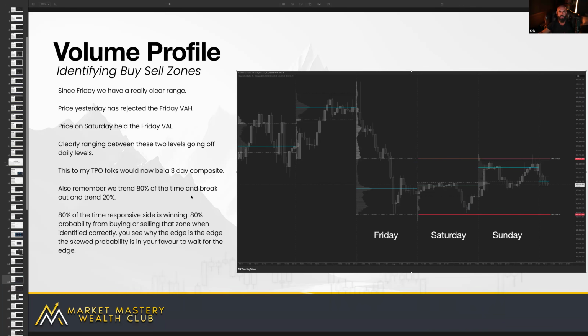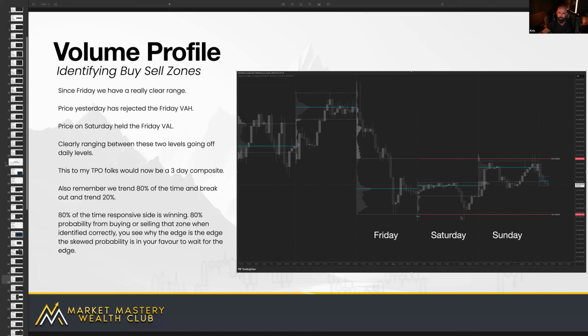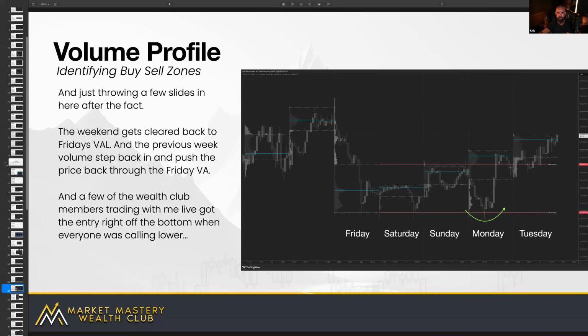So also remember, we trade 80% of the time and break out 20% of the time. So 80% of the time, the responsive side is winning. 80% probability from buying or selling that zone when identified correctly. You see, while the edge is the edge, the skewed probability is in your favor to wait for the edge. So again, this was after the fact. I think I might do it in the next slide. I showed where we got in again off waiting for our edge, and then you can take profit off that point there. So maybe I just go into the next one.